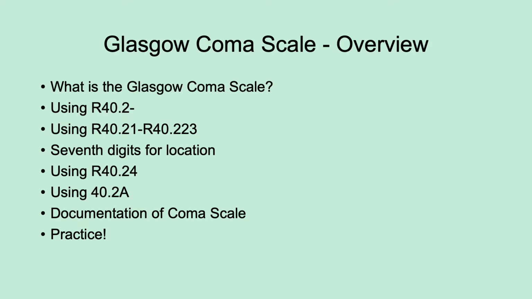So here's an overview of what I'm going to talk about during this presentation. What is the Glasgow Coma scale? How to use R40.2, using R40.21 through R40.23. These are the 3 elements of the coma scale. 7th digits for the location where the measurements were taken, where the scale was documented. And there's also another code, R40.24 and R40.2A, and also some guidelines about documentation of the coma scale, and then I have some practice.